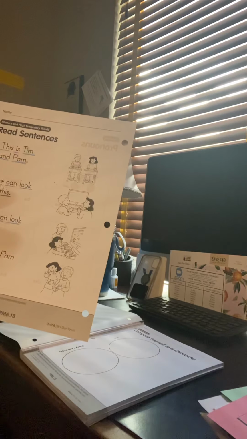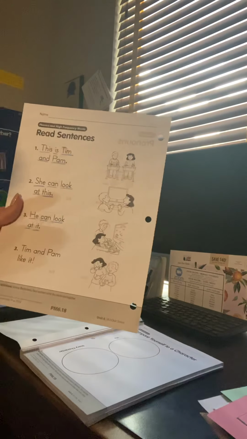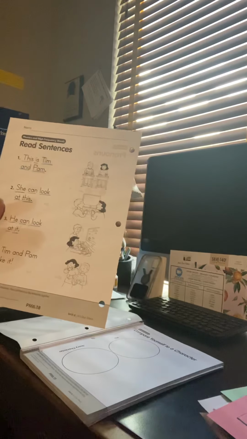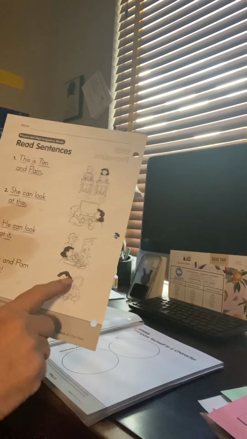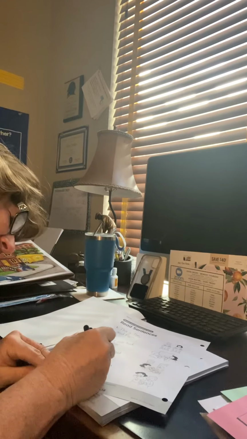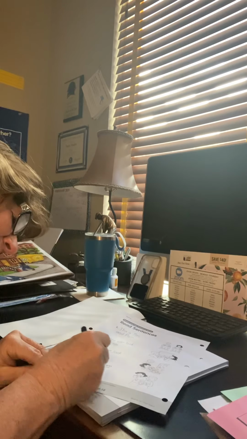Oh, you know what I think they were looking at? Maybe they were looking at a funny video. Maybe they were looking at a funny cat video or people dancing on TikTok or something, right? They're laughing. They're cracking up. They're liking whatever they saw on the computer. Tim and Pam like it.